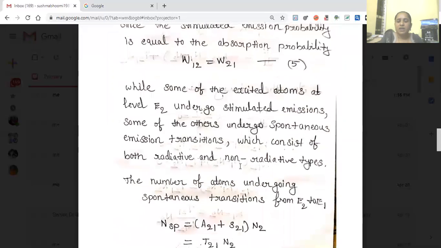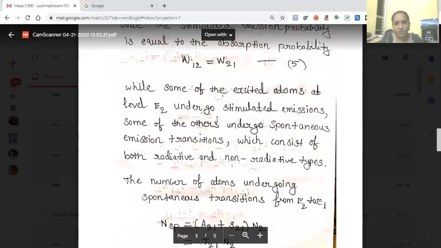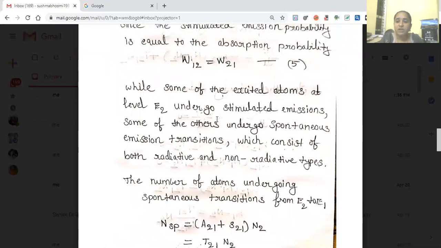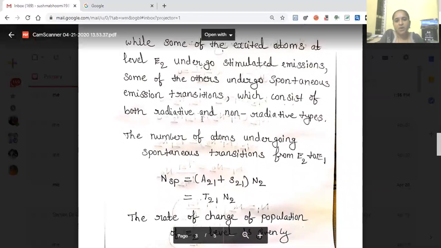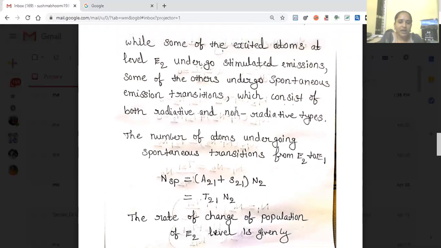While some of the excited atoms at the energy level undergo stimulated emission, there is also a process, spontaneous emission, that occurs. In spontaneous emission there are two types, radiative type and non-radiative type. In radiative type, a photon is emitted. In non-radiative type, the atom just drops to the lower energy state.